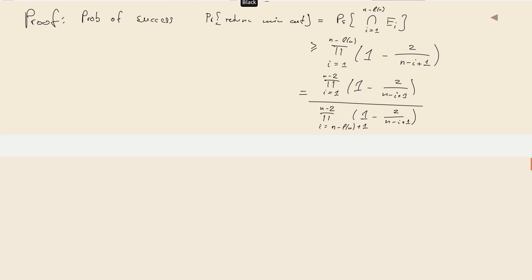Well, and again by the same arguments as last time, the upper one is 1 over n choose 2. The lower one is 1 over L of n choose 2. And if you rewrite that, you get this bound from the theorem.